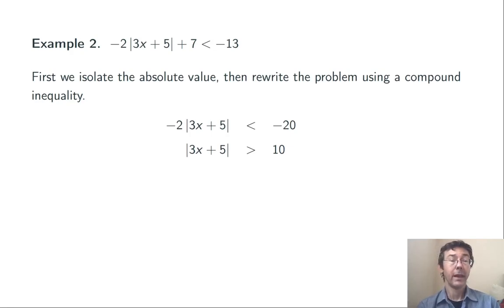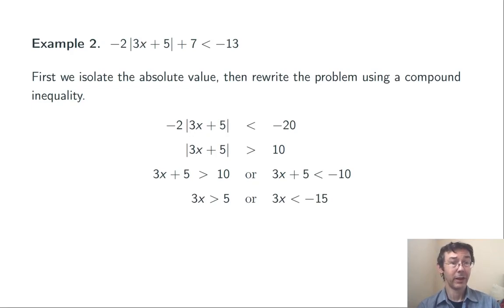Okay, so the absolute value of something is greater than 10, so either the something is greater than 10 or it's less than negative 10. I'm going to solve each of these the same way, subtracting 5 from both sides of each of those inequalities, and then dividing by 3. So x is greater than 5/3 or less than negative 5.